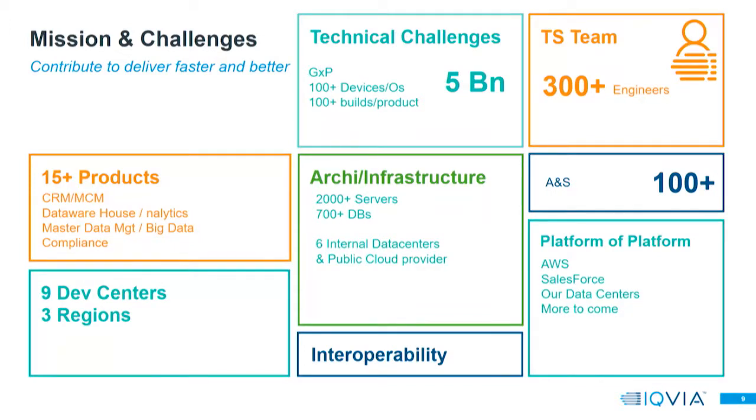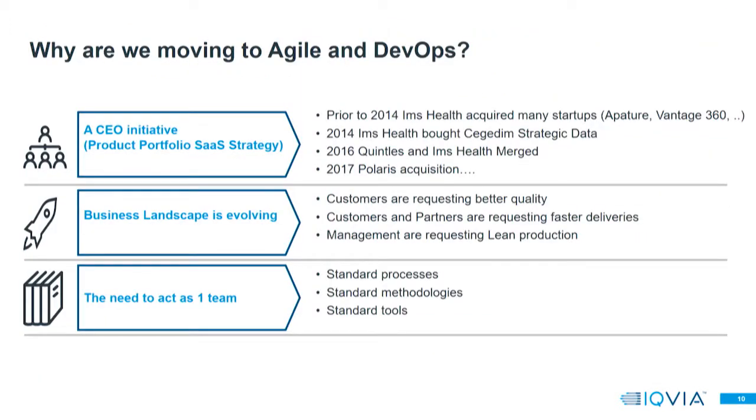Next slide. So why are we moving to Agile? I already answered partially this because we need to go fast. The first thing to understand is that it came from our CEO's initiative because we are the result of many company acquisitions and the SaaS operating model needs to be standardized, okay?